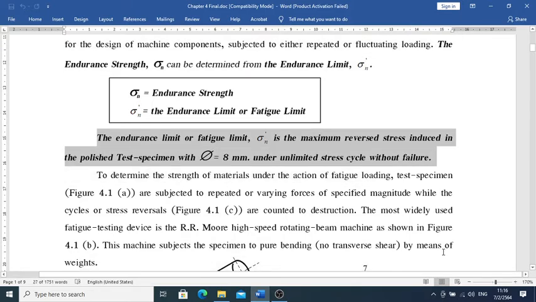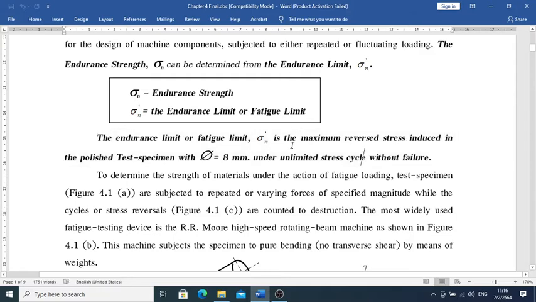The endurance limit or fatigue limit, sigma n prime, is the maximum reversed stress induced in the polished test specimen with a diameter of 8 millimeters under unlimited stress cycles without failure. There are three keywords. One, the maximum reversed stress. Second, the polished test specimen. And third, the diameter of 8 millimeters of the test specimen.